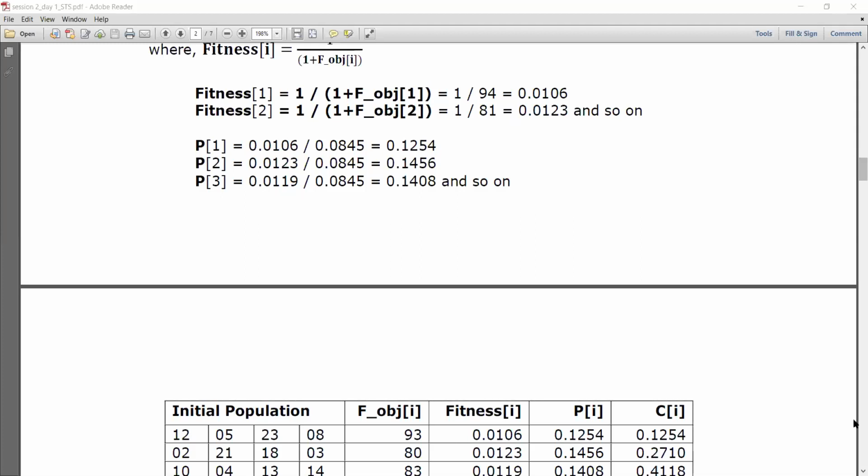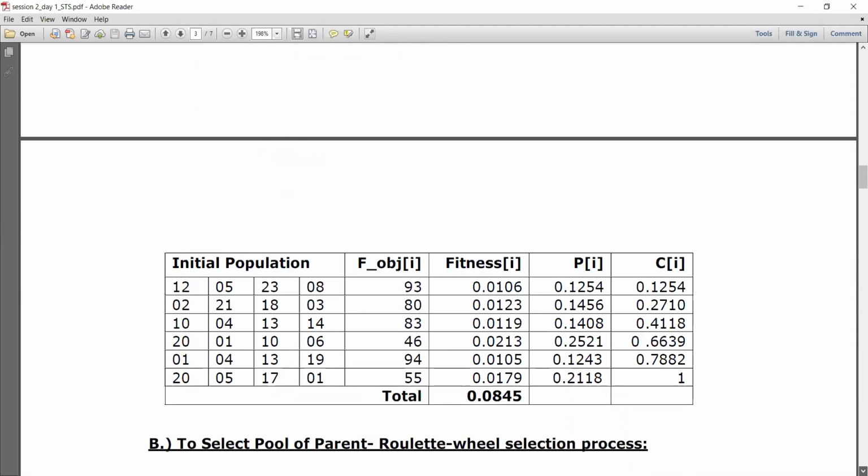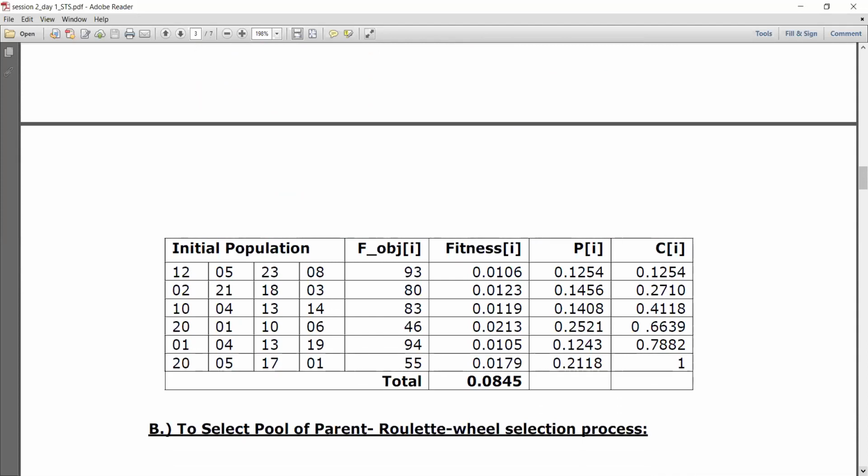Done? Right. So now that is done. Next, I'm projecting a table where we have the initial population on the left side, followed by its corresponding objective value. And in the third column, we have the associated fitness of each and every individual, every solution. I think you can understand. Let us take the first solution, 12, 5, 23, 8. Substituting that in the equation, a plus 2b plus 3c plus 4d minus 30, you will get 93. Then do 1 over 1 plus 93, and you will get 0.0106.